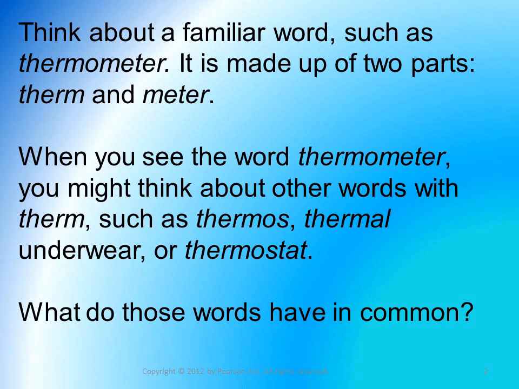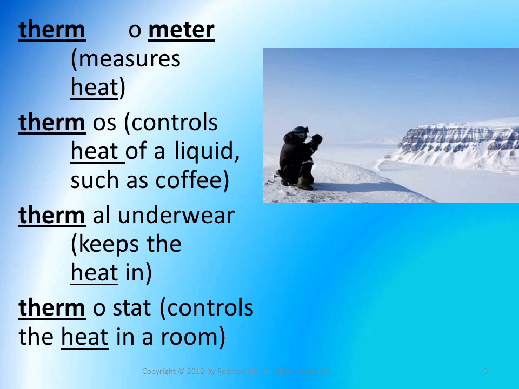So, for example, think about the word thermometer. It's got two parts, therm and meter. Okay? And when you see the word thermometer, you can think about other words with therm, such as thermos, thermal underwear, or thermostat. What these words have in common is that they all have the same root, which is therm, which means heat. A thermometer measures heat.